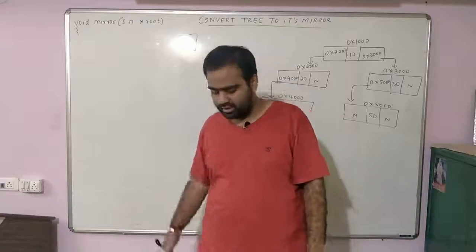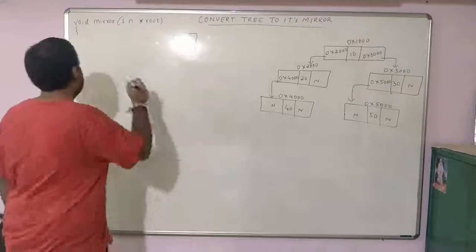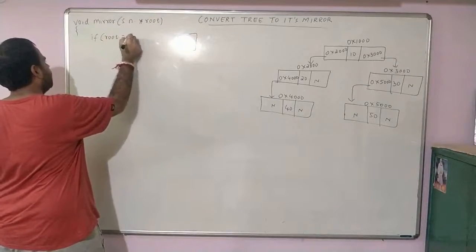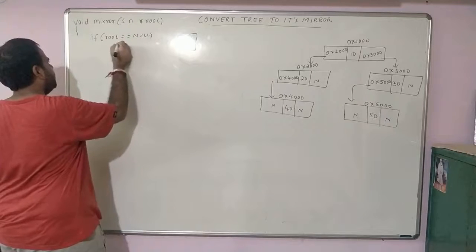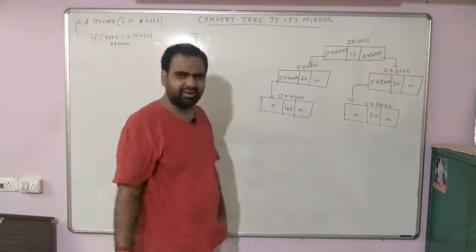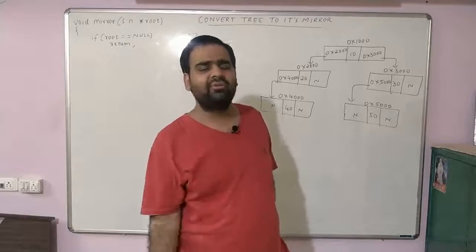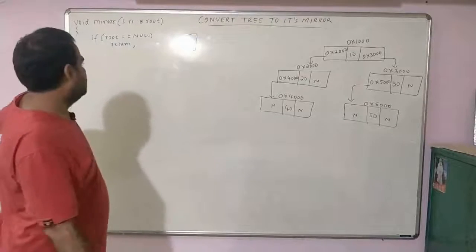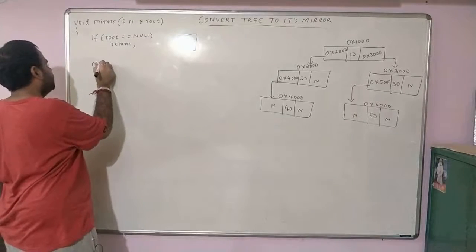For that we have already written a function. Now if the value of root is null, what does it mean? It means that the tree is empty. And if the tree is empty, what do we do? We return back. We don't have anything further to process. Fair enough? If it is not null, then we have to do it in post order fashion.